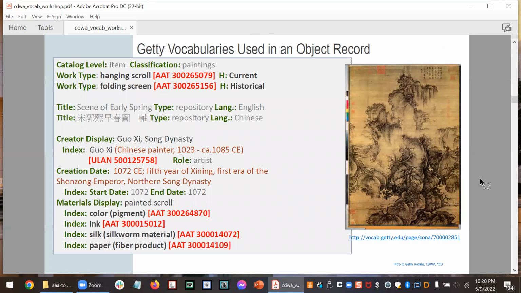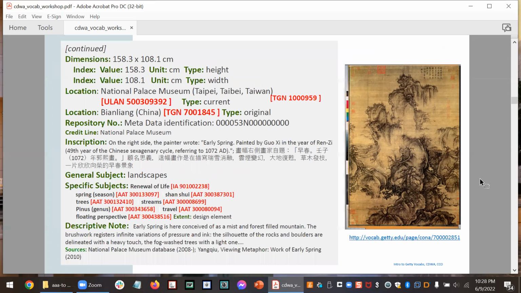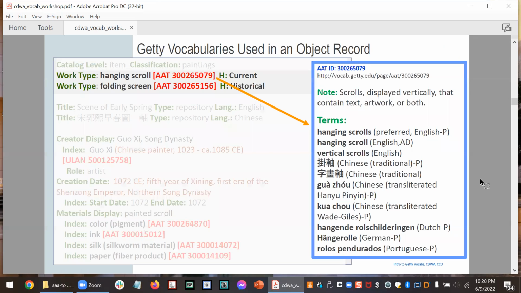So here are examples of the Getty vocabularies used in a record for this work of art. So up at the top, the work type controlled by AAT, the artist in the center by ULAN, AAT for the materials, ULAN for the repository, TGN for places, subject, etc.